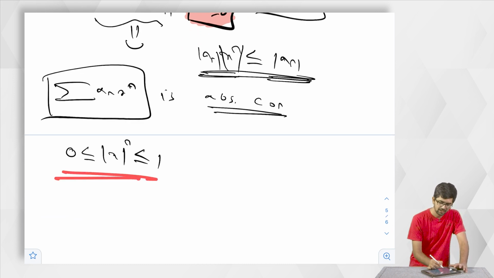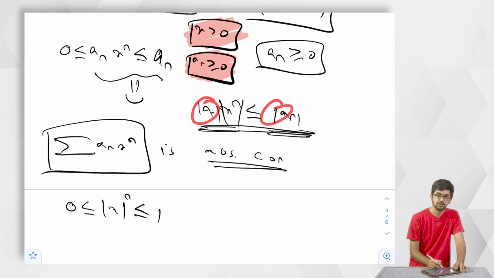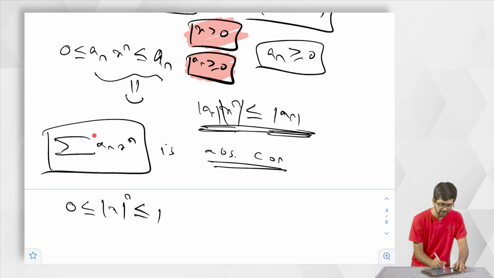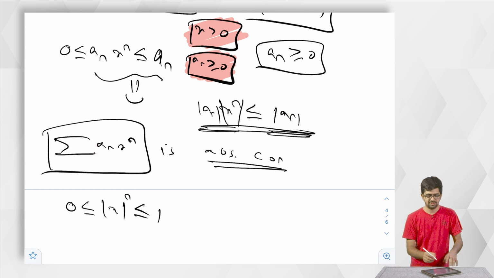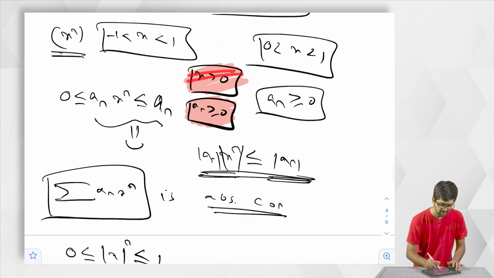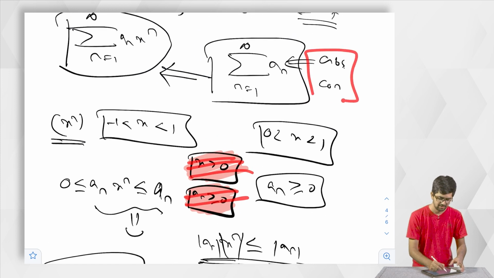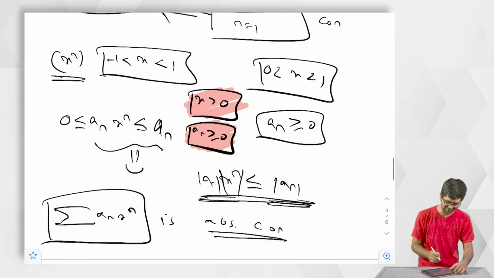Now again, do the same thing. Multiply by mod a_n on both sides. That says mod a_n x power n is convergent. That means the summation a_n x power n is absolutely convergent, which implies convergence. So one can get rid of positivity, but one should ask for absolute convergence. So let us combine all that and write it down.